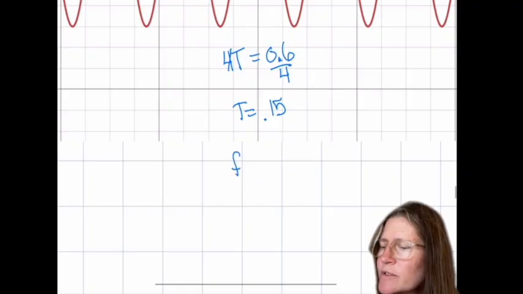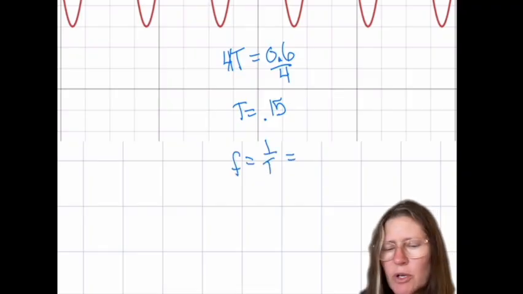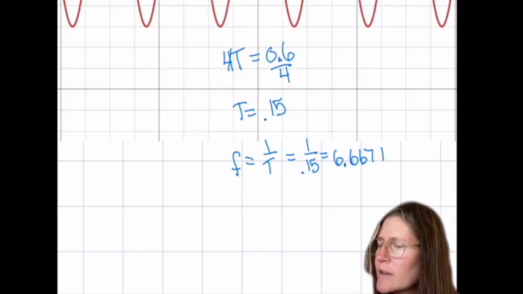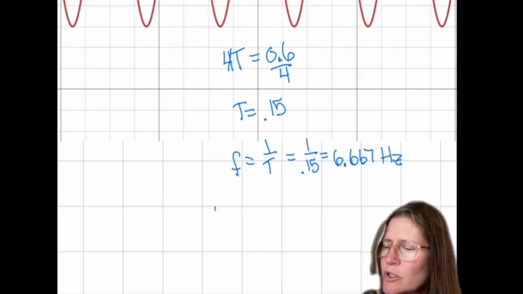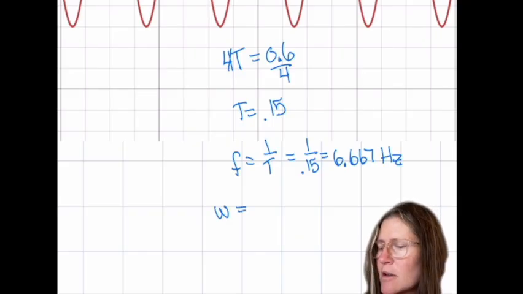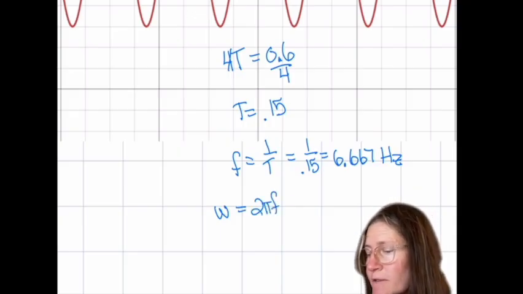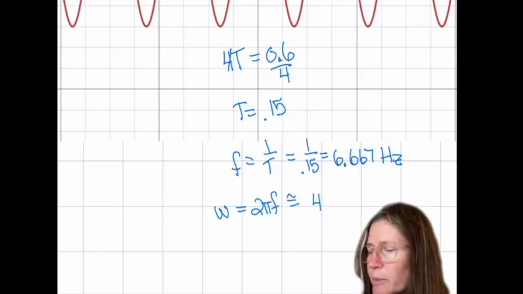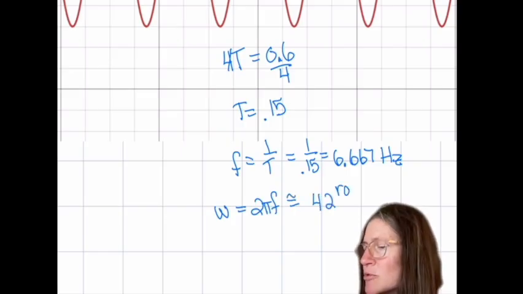And then frequency is 1 over this time period, so this gives a 6.667, and this is in hertz, and then we want to write it in omega, which is going to be your default. Then it's going to be 2 pi f, and so this becomes approximately 42 radians per second.